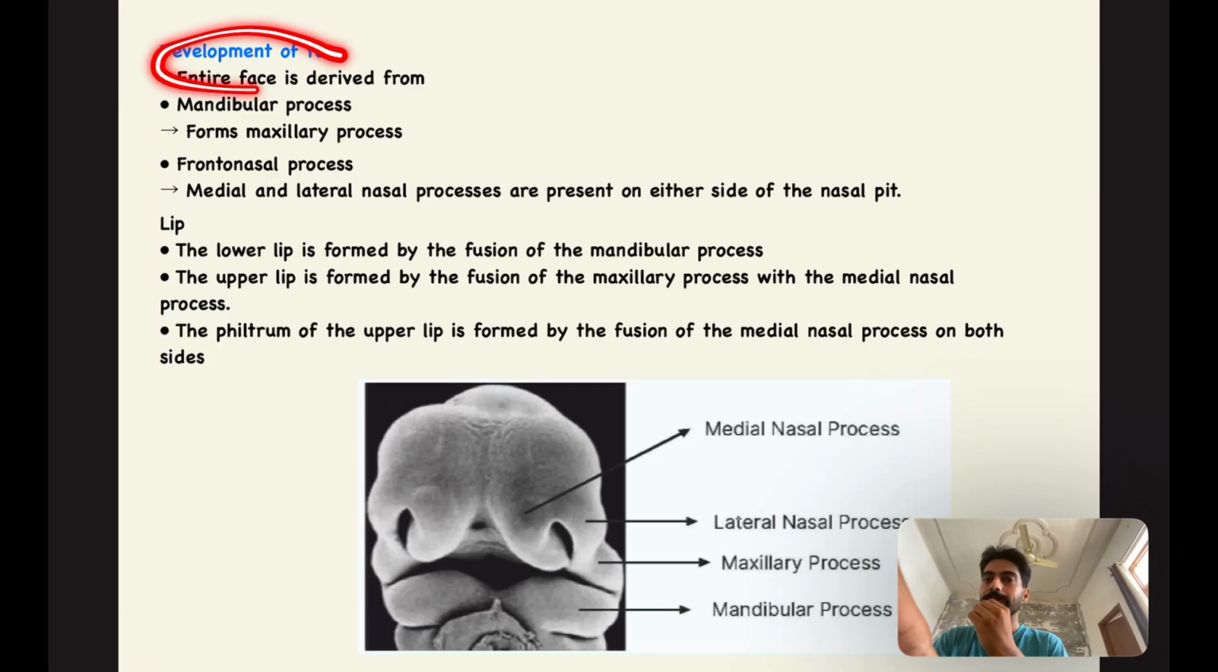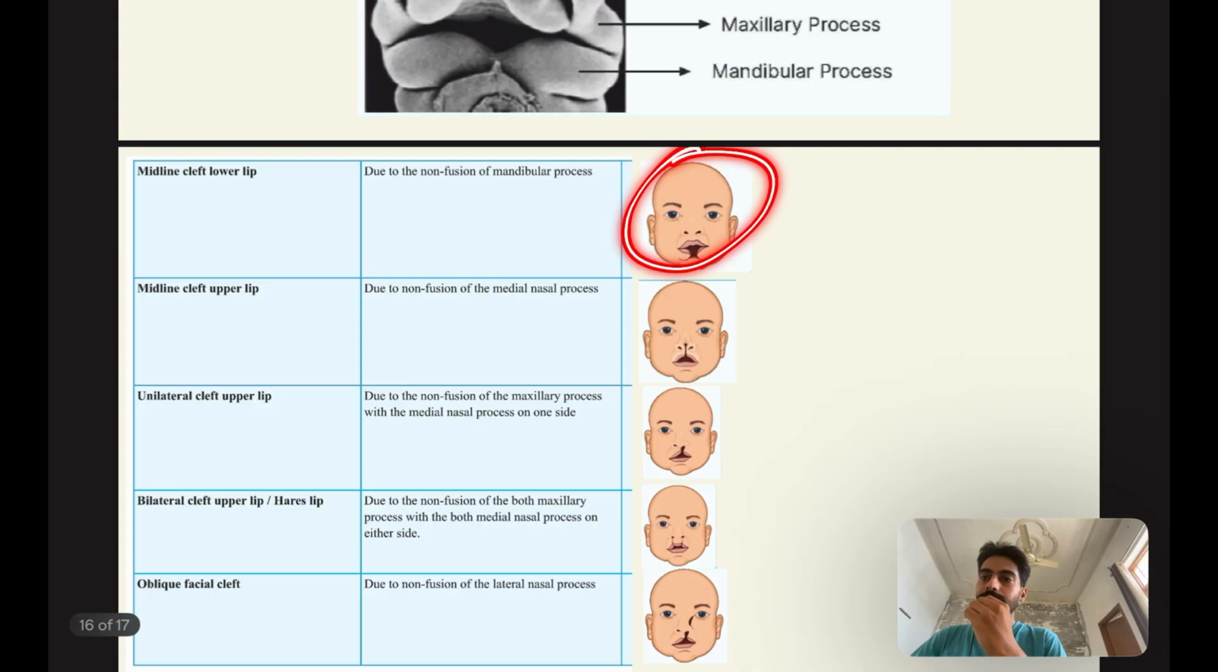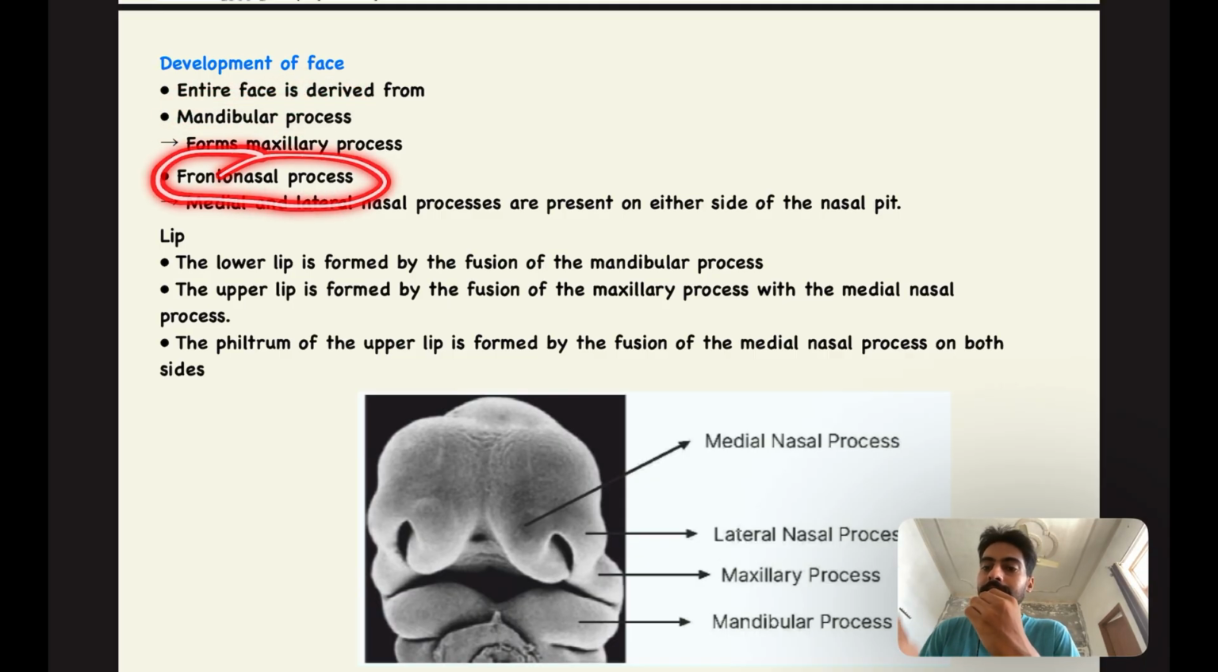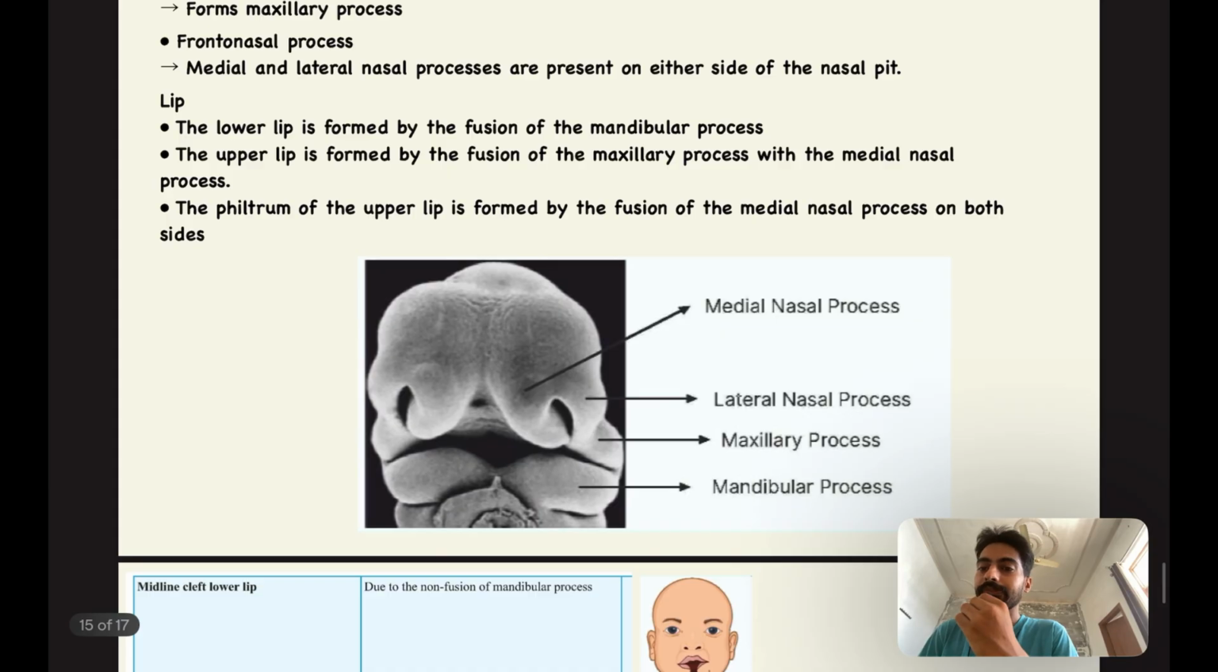So now let's talk about development of face. So this is our face. The entire face is derived from only two processes. First is mandibular process and second is frontonasal process. If we see in this diagram, this is our mandibular process and this is our frontonasal process.